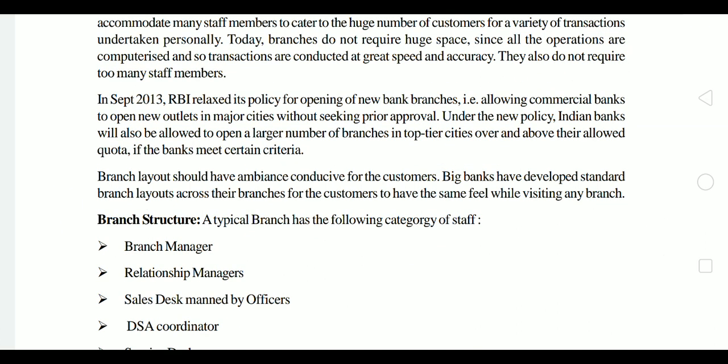Now before September 2013, RBI had not given permission to commercial banks to open new outlets in any of the cities without the approval of RBI. But in September 2013, RBI relaxed the policies regarding the opening of new outlets in major cities, right? So under this policy, the commercial banks were allowed to open a large number of bank branches up to a certain criteria, if they are following and fulfilling that criteria.